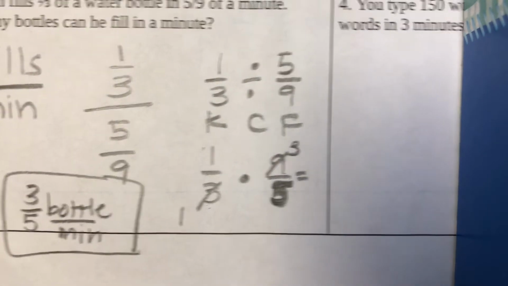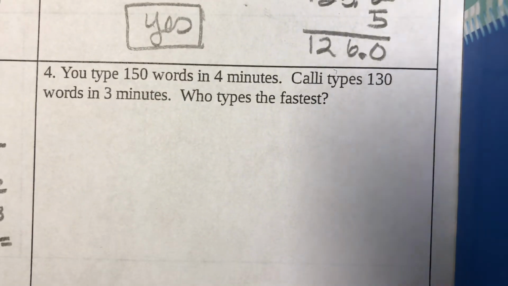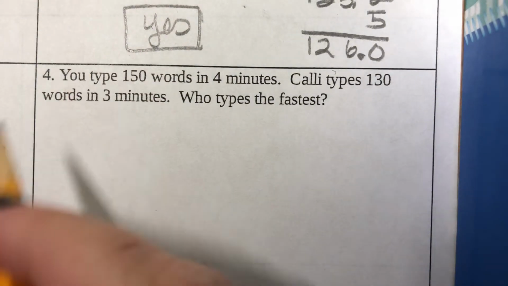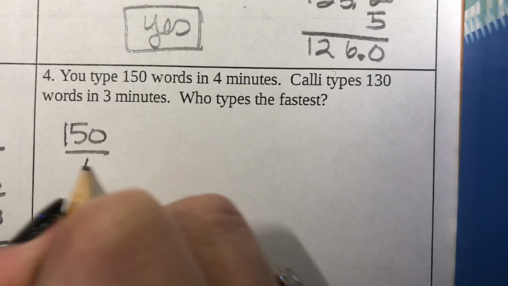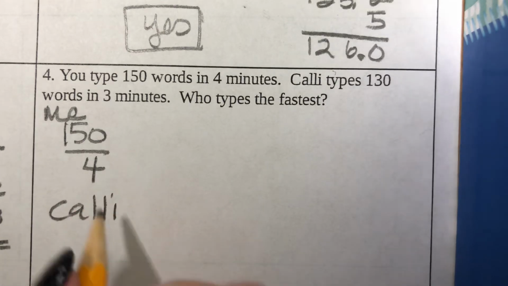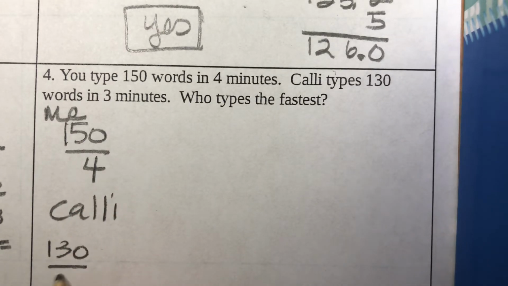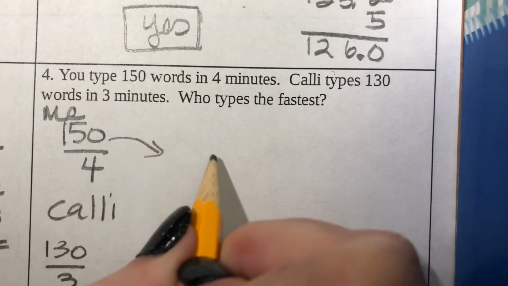All right, last problem. You type 150 words in 4 minutes, and Callie types 130 words in 3 minutes. Who types the fastest? This is again back to unit rates. 150 in 4 minutes, that's me. And then Callie is going to be 130/3. Just need to divide these out. Remember, 150 goes inside the house.